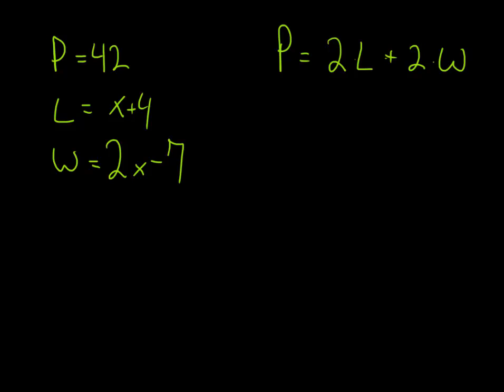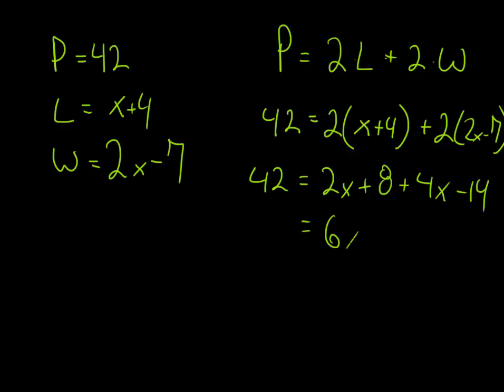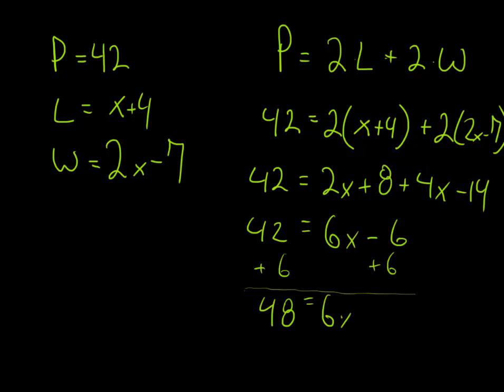P is 42, so we write 42 in place of P. 2 times the length is x plus 4, plus 2 times the width, which is 2x minus 7. Distribute, combine like terms. Add 6 to both sides, then divide both sides by 6 to get x equals 8.